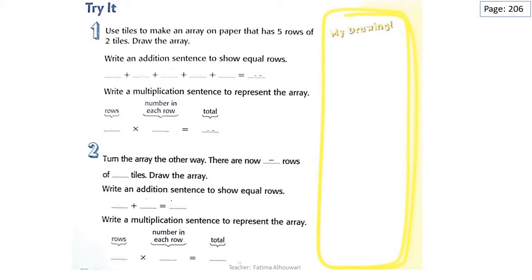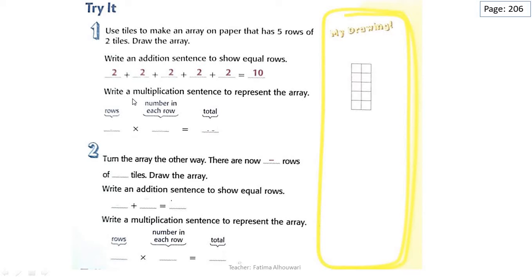Now please, grade 3, try to draw an array that has 5 rows of 2 tiles. Like this one, 5 rows of 2 tiles. And then write an addition sentence to show equal rows. Since we have 5 rows, we will add the number of tiles 5 times. We have 2 tiles in each row. So the addition sentence is 2 plus 2 plus 2 plus 2 plus 2 equals 10.